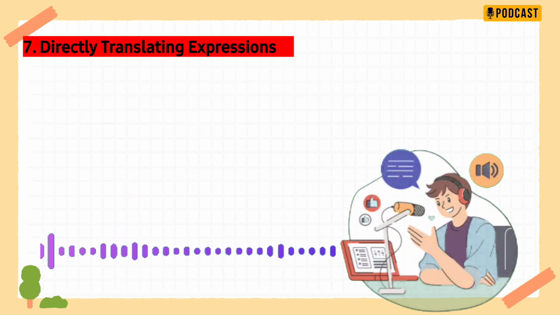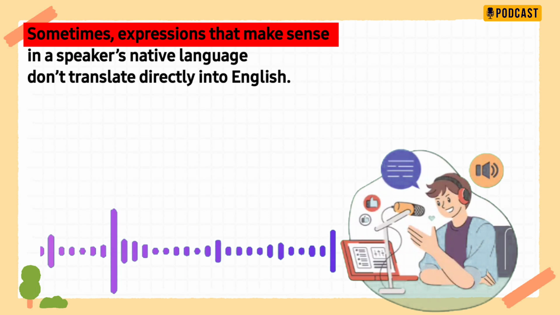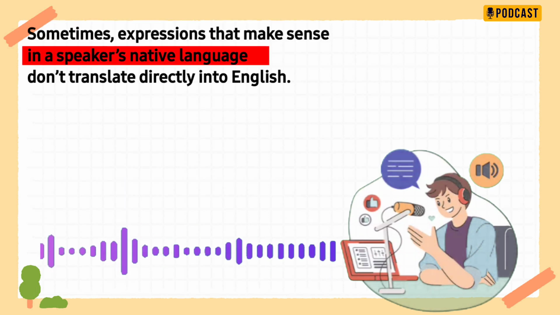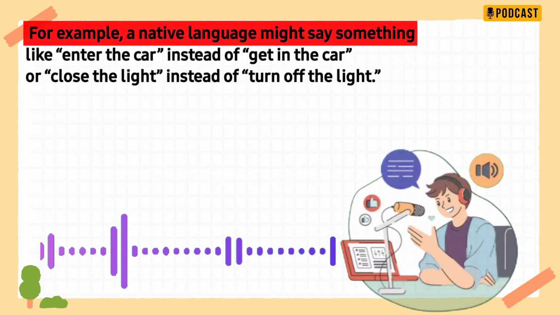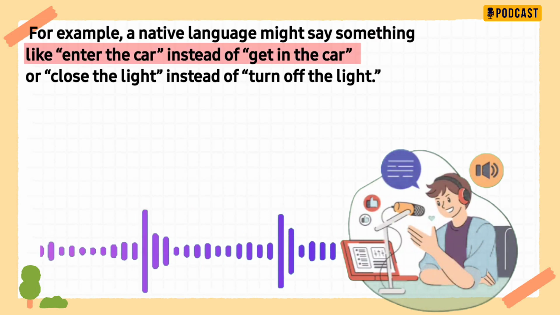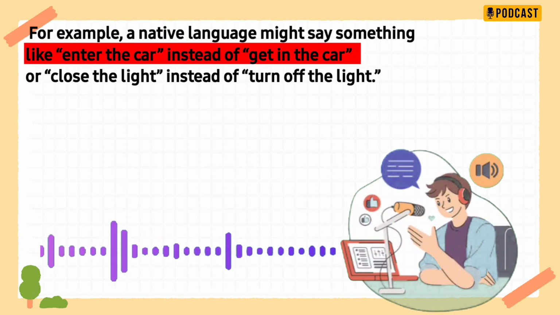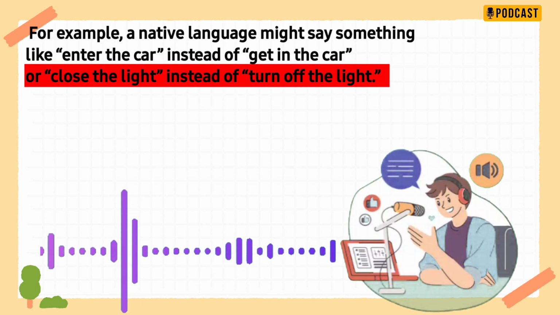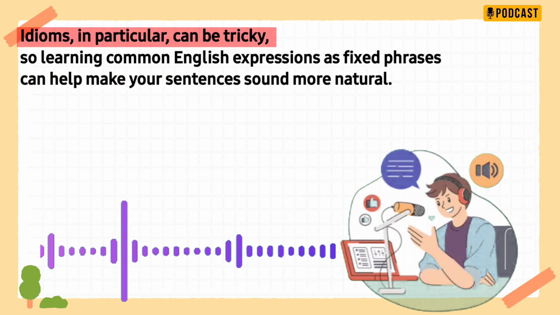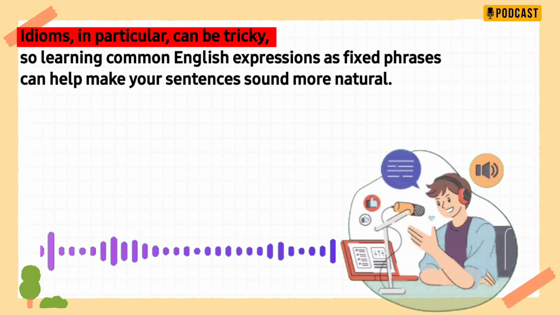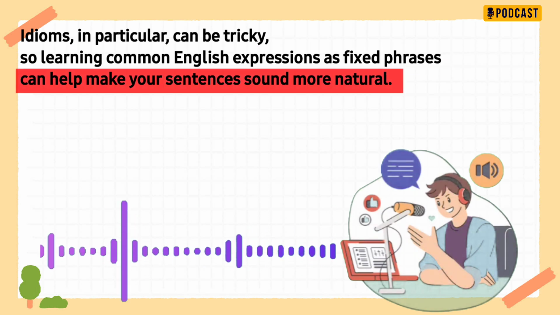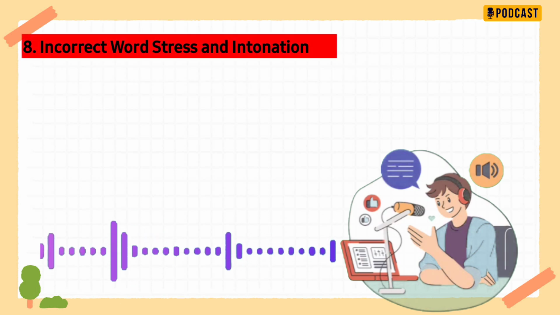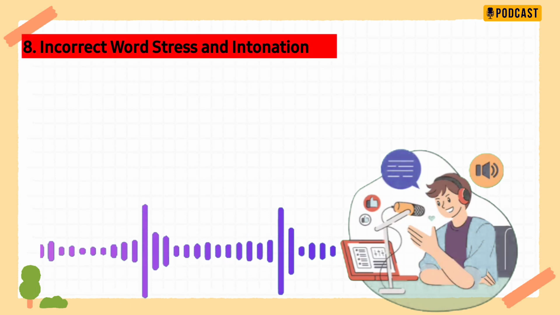7. Directly translating expressions. Sometimes, expressions that make sense in a speaker's native language don't translate directly into English. For example, a native language might say something like enter the car instead of get in the car, or close the light instead of turn off the light. Idioms, in particular, can be tricky, so learning common English expressions as fixed phrases can help make your sentences sound more natural.